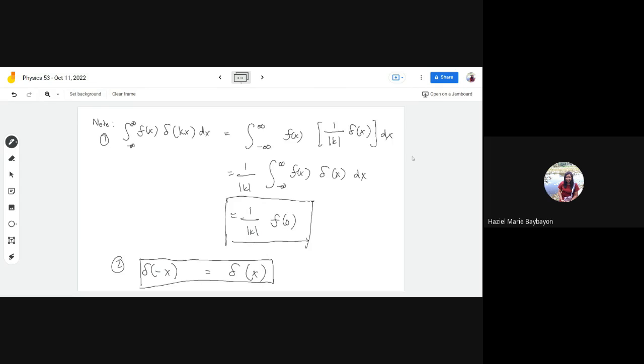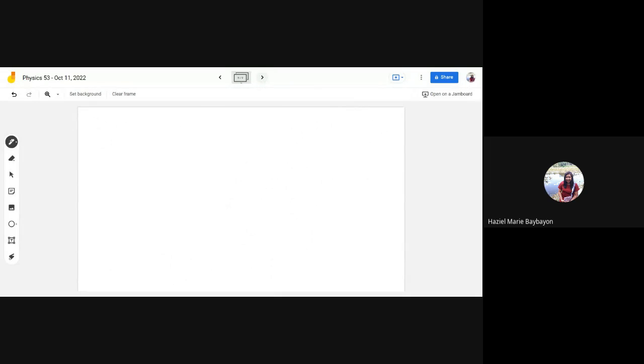All right. So we will have another example, class, and then we will have the three-dimensional Dirac delta function. I will discuss first the three-dimensional Dirac delta function, and then I will give an example. Okay, so how does a three-dimensional Dirac delta function look like? So you have the 3D Dirac delta function. Okay, so you can write it this way.